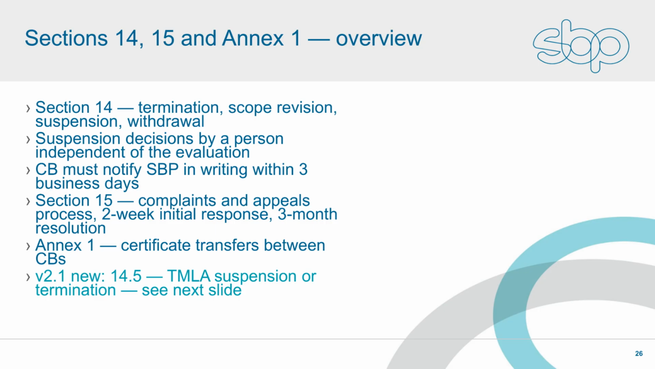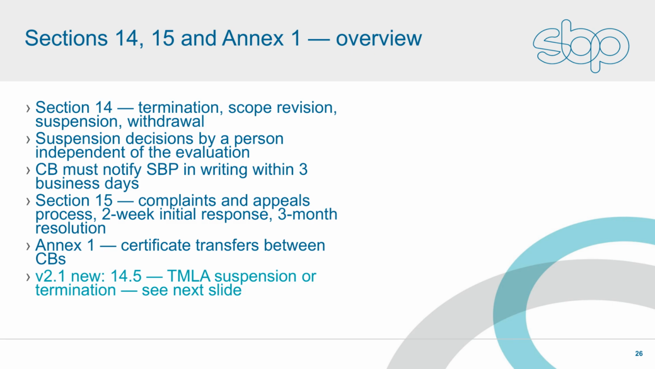Section 15 covers complaints and appeals. The certification body must acknowledge receipt, include the SBP Secretariat in correspondence, provide an initial response within 2 weeks, and resolve the complaint or appeal within 3 months. Complaints are only accepted where they relate directly to non-conformance with SBP requirements.